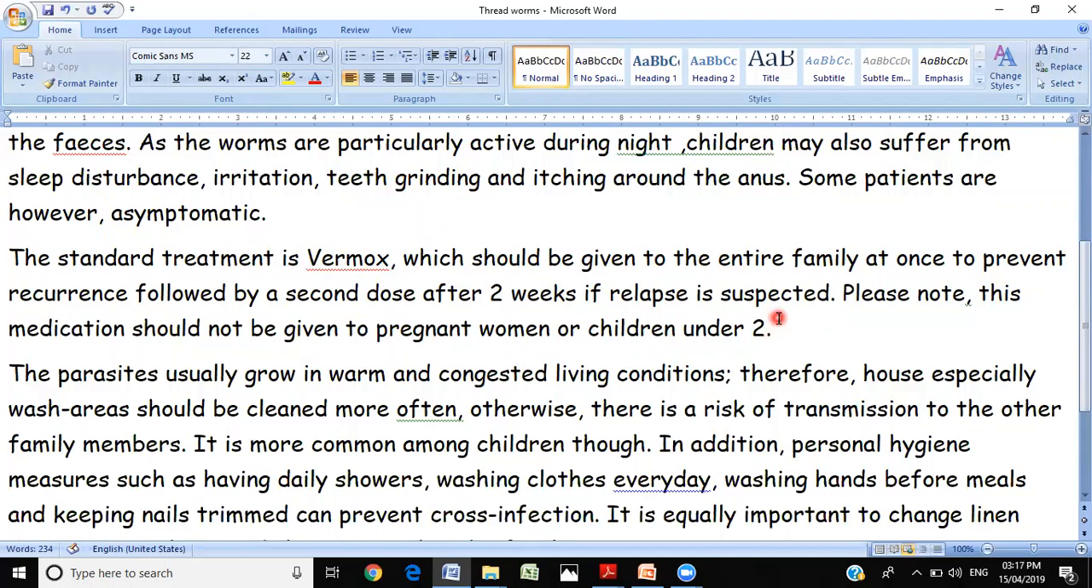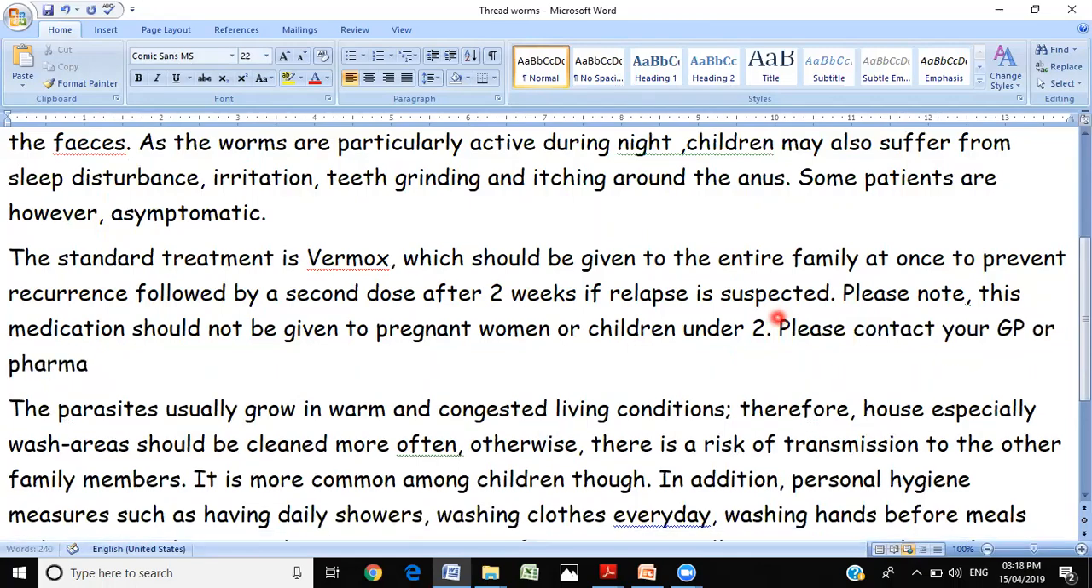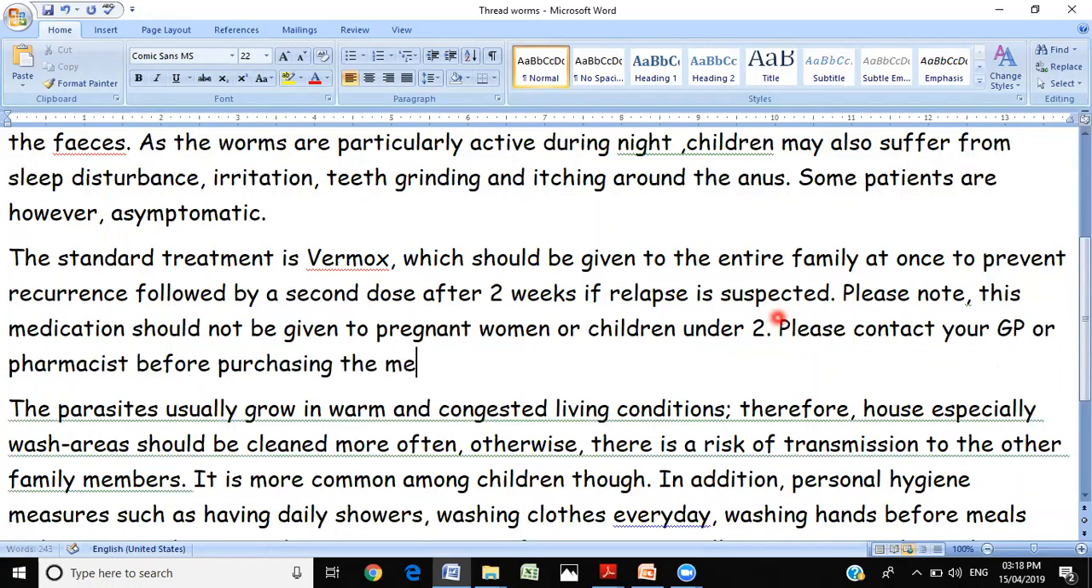And here you can add one more sentence. If you are a pharmacist, you will say, "Please contact me for any assistance regarding the medication." If you are a nurse, you would say, "Please contact your GP or pharmacist before purchasing the medication." So it is definitely not for self-medication.